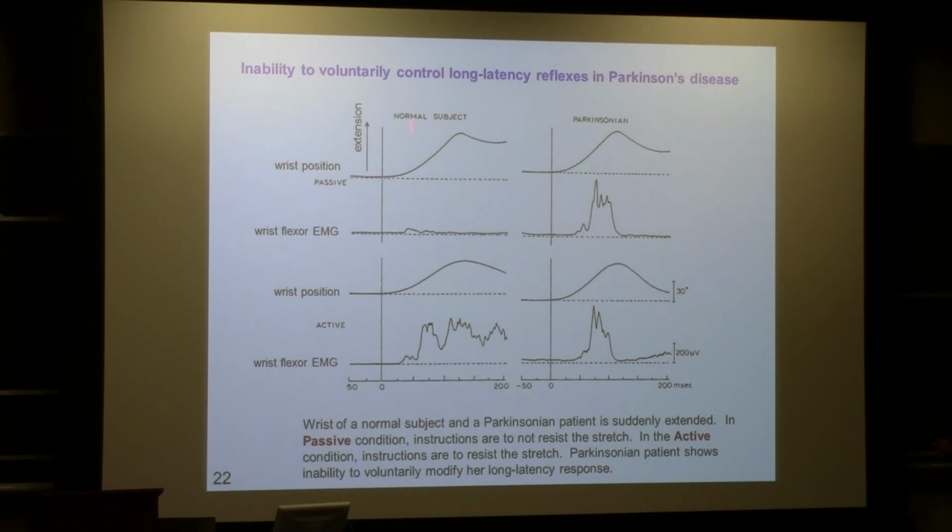So normally, you can control these later responses. That's why they're called voluntary. So you can modulate how strongly or how weakly you respond to stimuli. In some cases, some pathological conditions, that ability is affected. So in Parkinson's disease, these reflexes are changed. And it's certainly unclear to me why this might be. But I want to show you an example of it in this slide.